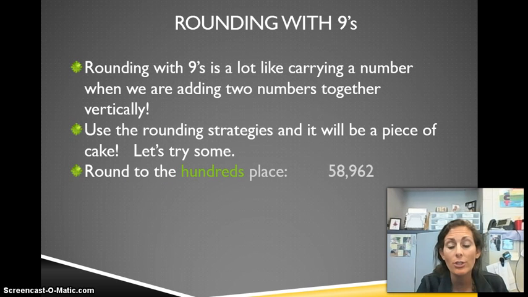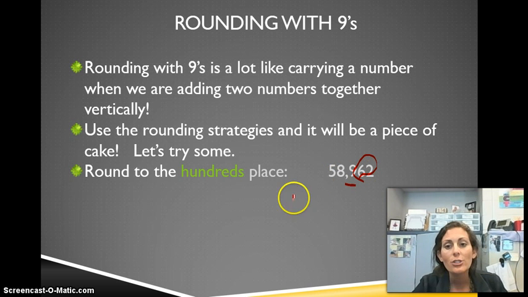So round to the hundreds place. 58,962. And since this may be new, we're going to go ahead and do this together. So in the hundreds place, if you see, we have a 9. And behind the 9, we have a 6. So that circled digit is going to tell us how we're going to round it. So if it's 5 or above, we're going to give it a shove. If it's 4 or below, we're going to let it go. Well, since it's a 6, we need to give the 9 a shove. Well, after 9 is 10.